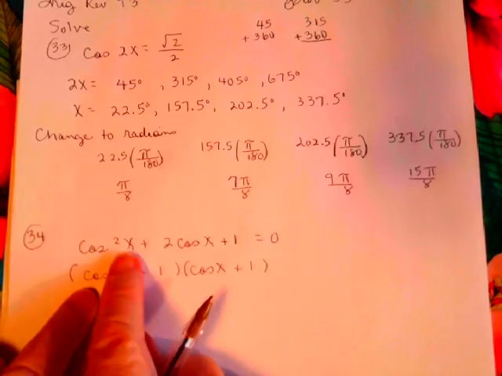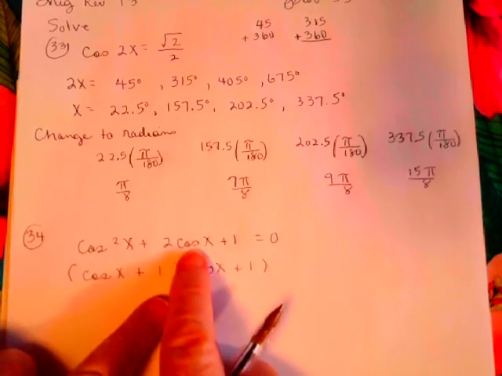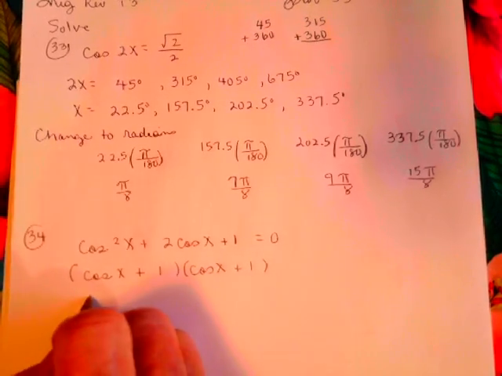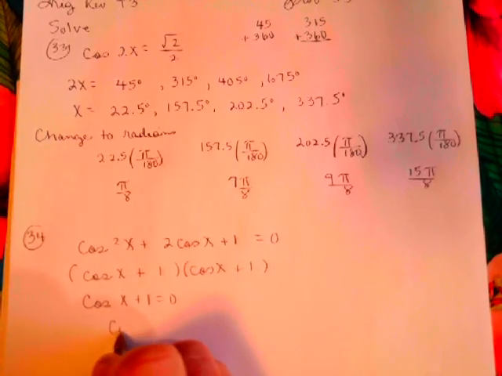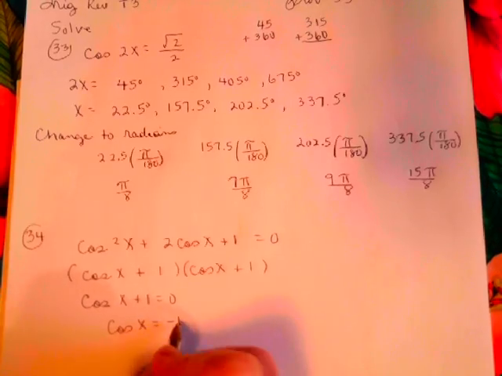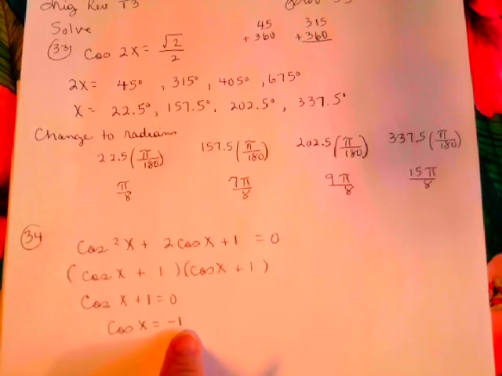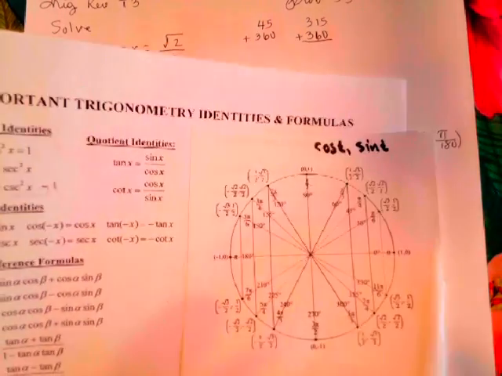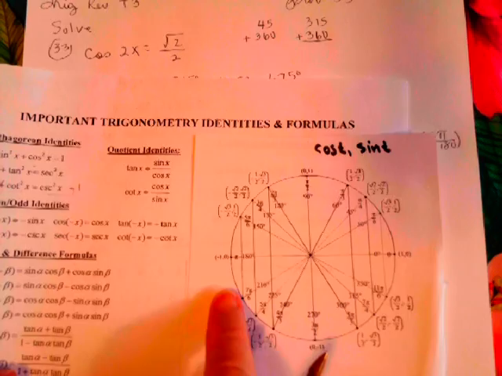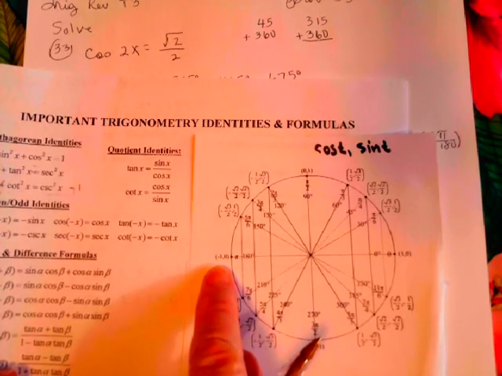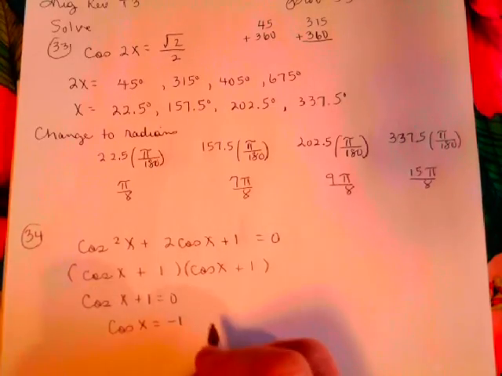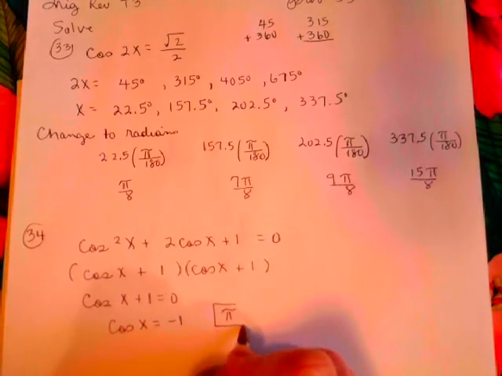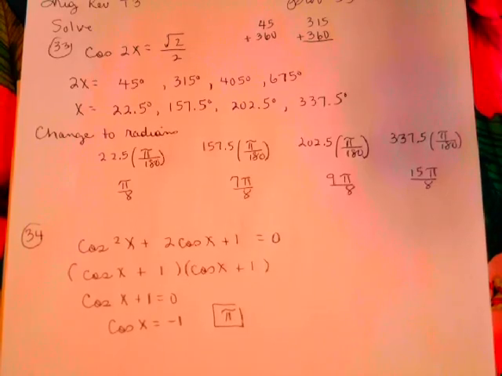You see that this is cosine squared plus cosine plus cosine. It gives me that, plus 1. Set this equal to 0. I have cosine of x equals negative 1. Both of these are identical, so I only have to do one of them. It's time to grab that unit circle. Where on the unit circle is cosine negative 1? Over here at pi. That is my one and only answer. Final answer, pi.